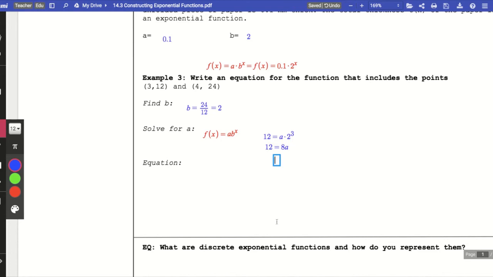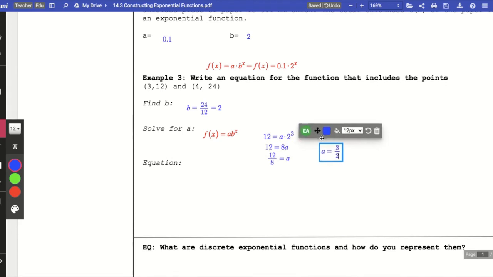So I end up with 12 over 8 equals a. And 12 over 8 can be reduced. I can divide both of those by 4. So then a is going to equal 3 over 4. Sorry, not 3 over 4. 3 over 2.